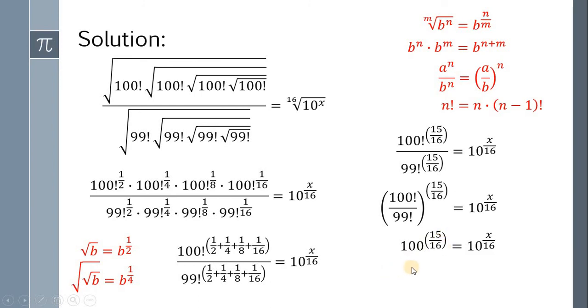Now, take note that 100 is equal to 10 raised to 2. So, this becomes 10 raised to 2 times 15 over 16, or simply 30 over 16. Now, we have the equation 10 raised to 30 over 16 is equal to 10 raised to x over 16. Since the left-hand side is equal to the right-hand side, x must be equal to 30. Therefore, x is equal to 30, and we're done.